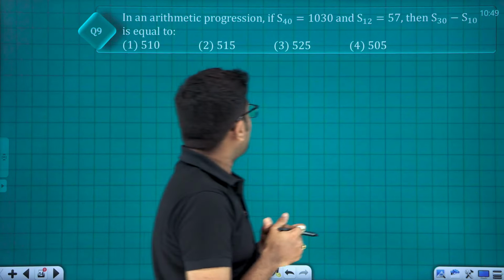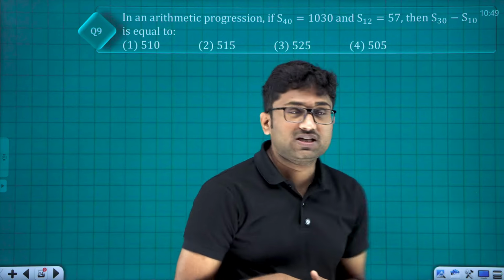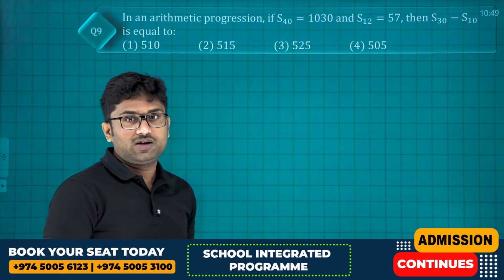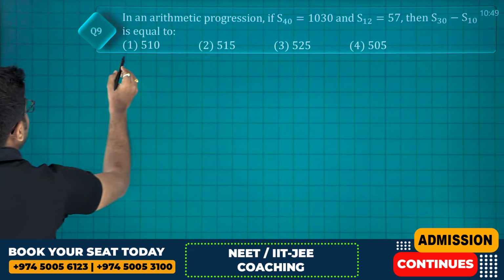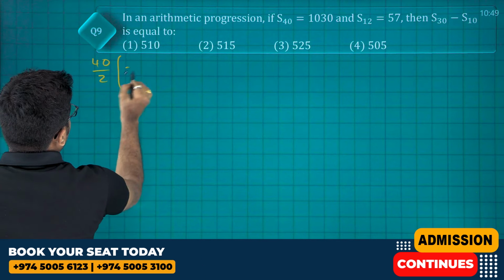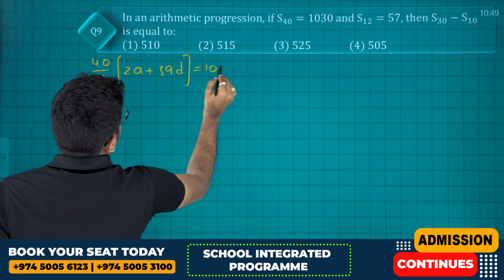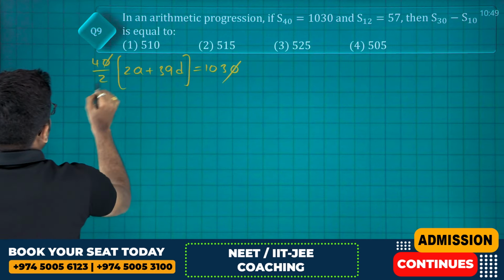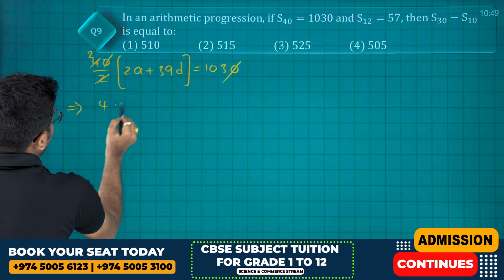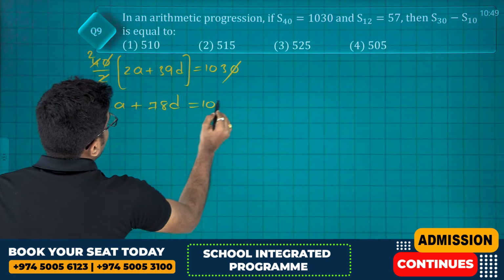In an arithmetic progression, if S40 is equal to 1030 and S12 is equal to 57, then find S30 minus S10. Simple question from grade 10 progressions. S40 is nothing but 40 by 2 into (2a plus (n minus 1) into d), which is 2a plus 39d equals 1030. The 0 gets cancelled, 2 1s are 2, 2 2s are 4a plus 39 2s are 78d equals 103.